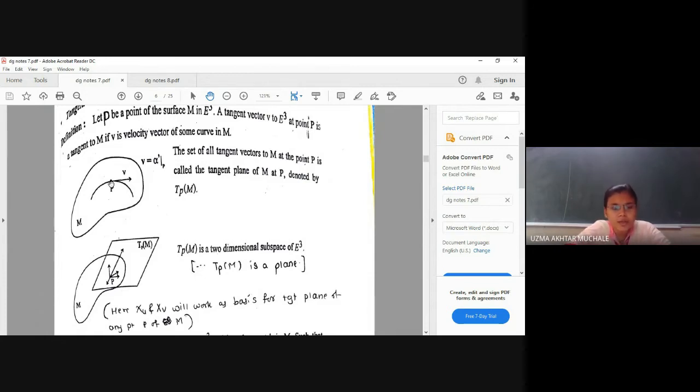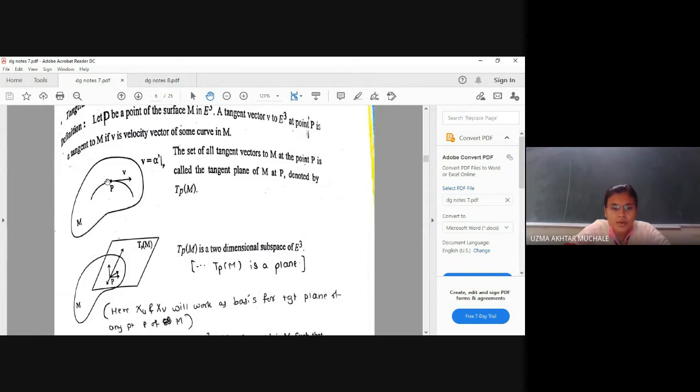Okay, and we know that at every point P of the curve, we can find a tangent to the curve. The tangent to that curve is nothing but your alpha dash, because the velocity vector to the curve is nothing but a tangent vector. Correct? So at this point we get a tangent vector which will be a tangent vector to this whole surface.